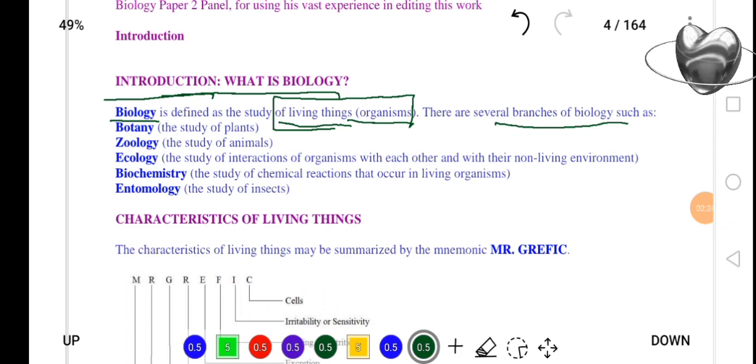The first one is botany. The second one is zoology. The third one is ecology. The fourth one is biochemistry. And the last one is entomology.